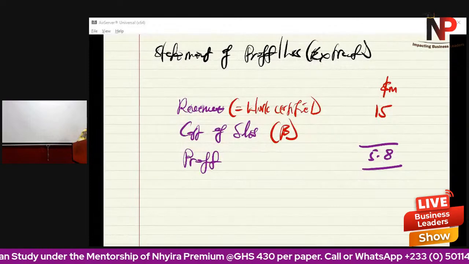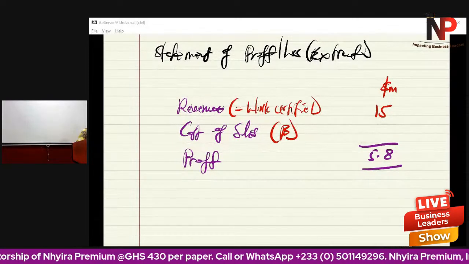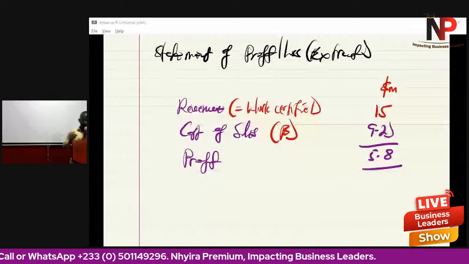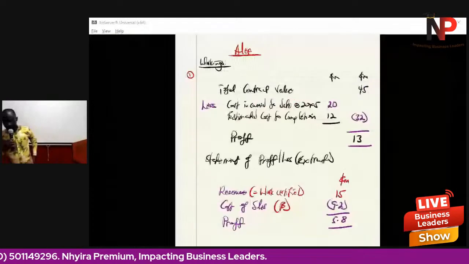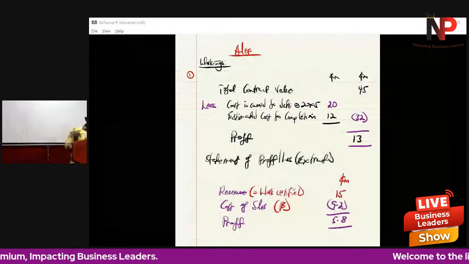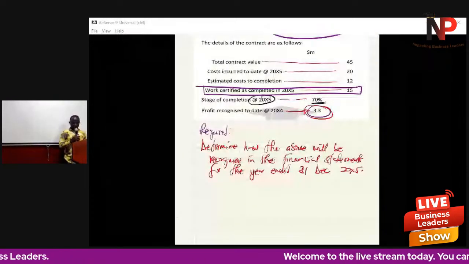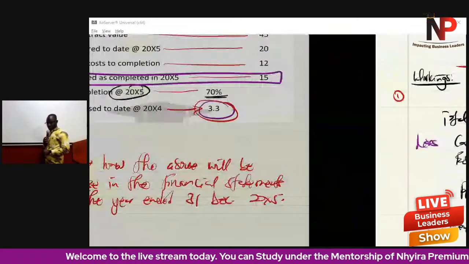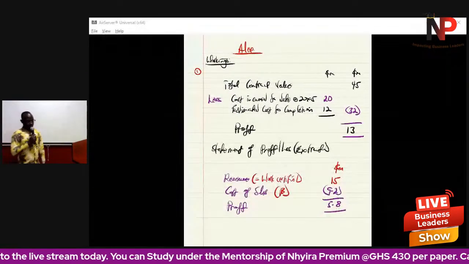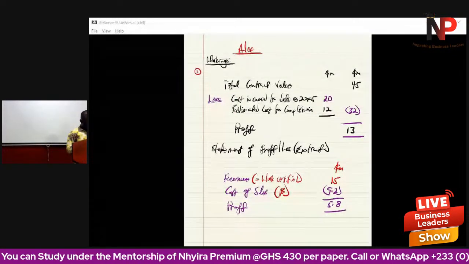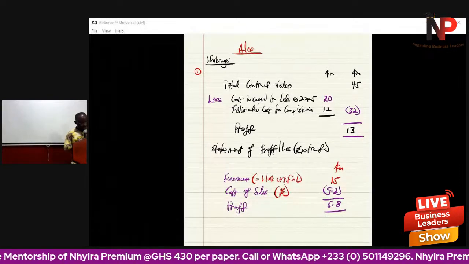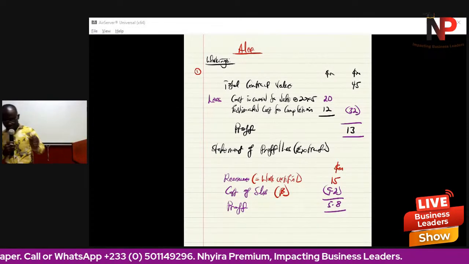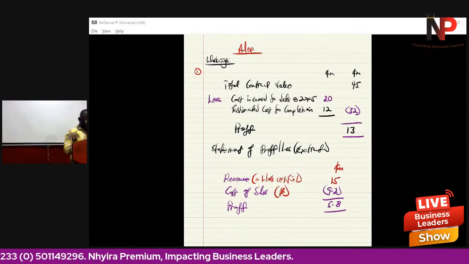So let's punch that out. 5.8 minus 15, and I'm getting 9.2. Any questions? That is the idea about this question. That's what we do. So the amount that will be recognized in the financial statement for the year ended 31st December 2015, there you have it. That's the answer to the question. Any questions, please? You put it in the chat for me, or you put it in the comment section for me, and I'm going to be providing you with some answers as well there. So this is how we answer this question.